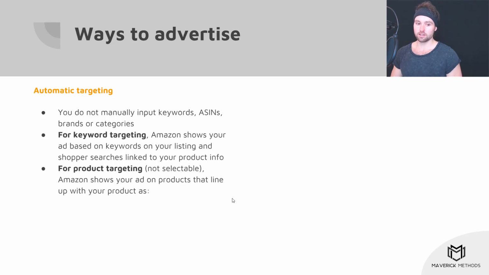Again, in automatic, when you're doing product targeting, this is actually something that occurs by default. And this is why very often you will see your product showing up in that sponsored products related to this item, even though you haven't gone and set up a manual campaign specifically for that. So it's not selectable, but it does occur by default with automatic. And Amazon shows your ad on products that line up with your product as either a similar product, a complementary product, or a substitutory product.